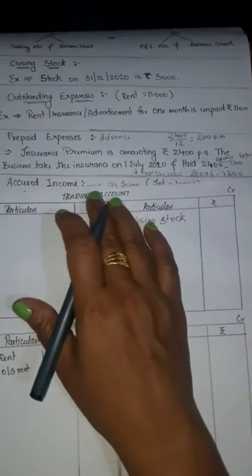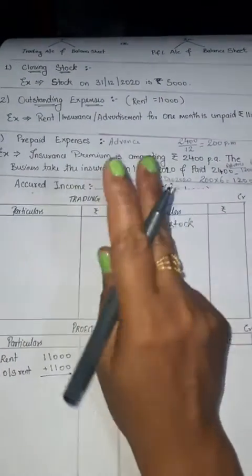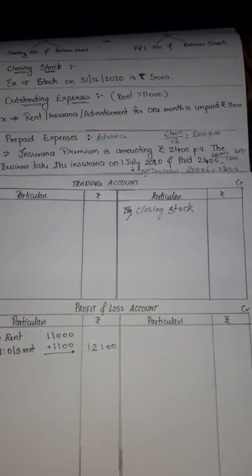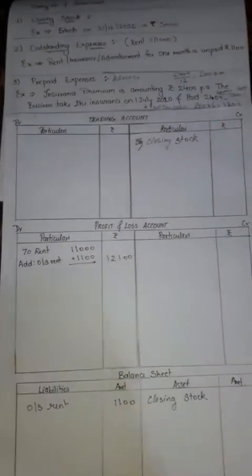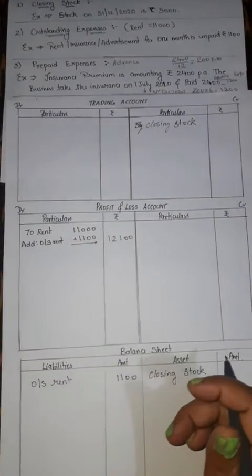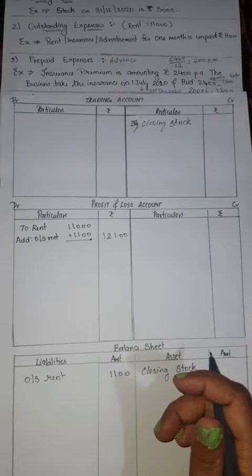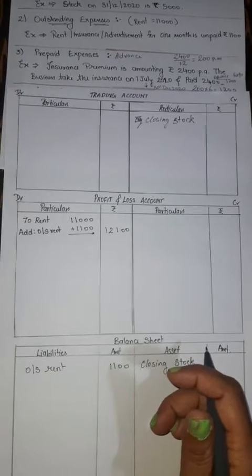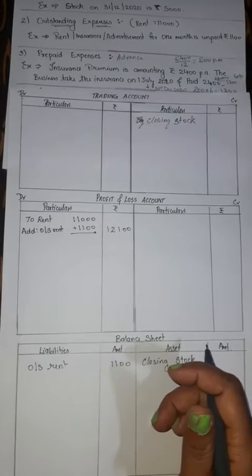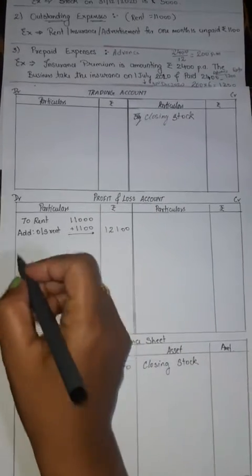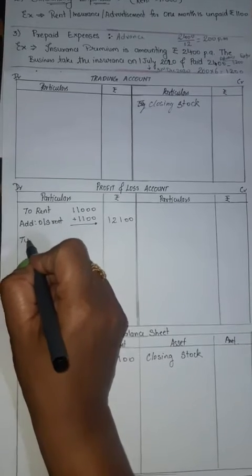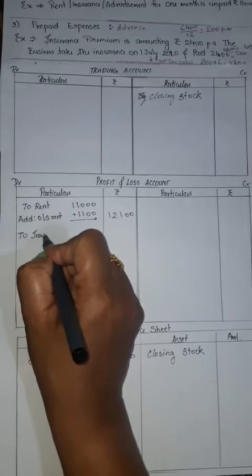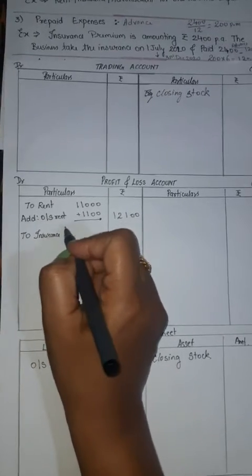Here also, as this is an adjustment, 2 effects will be there. So what are the 2 effects which you have to show? Insurance premium is an indirect expense. So tell me, indirect expenses, where is the proper position of showing the indirect expenses? Yes, it should be shown in the profit and loss account. So I will write here insurance premium.